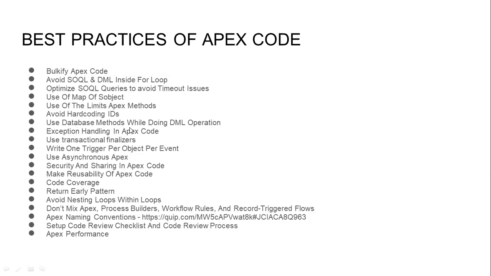Next is make reusability of Apex code. This comes down again to the SOLID principles, where it's recommended to have the common code in your domain class so that the method can be called from multiple places. That's why you should write code so that it can be reused across multiple scenarios.